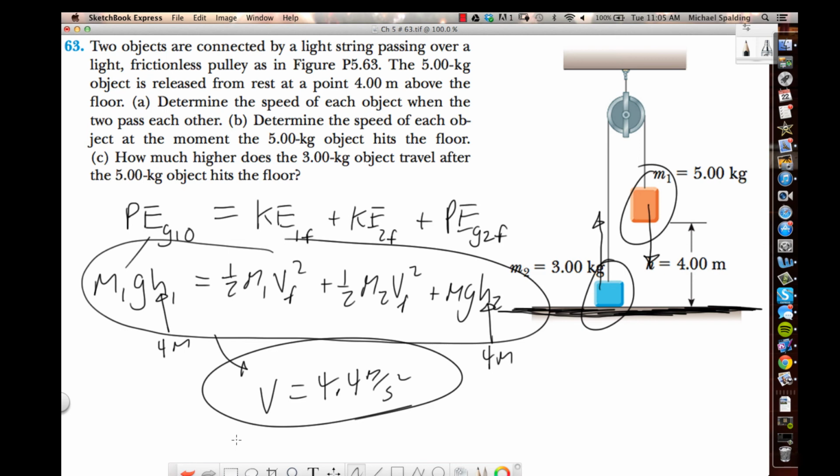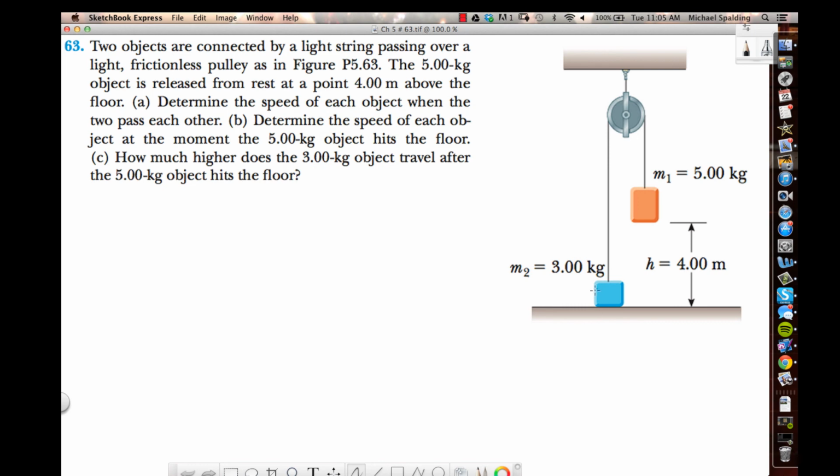Last question. How much higher does the 3 kilogram object travel after the 5 kilogram object hits the floor? Let's say that this right here represents the 3 kilogram object, M2. Is M2 just going to stop? No, because he's in motion. So when the 5 kilogram mass hits the floor, M2 is up here, and he's going to continue going higher.